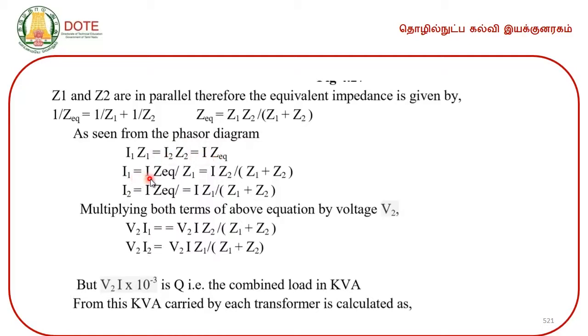Here I1 is equal to I Z equivalent by Z1, which is equivalent to I Z2 divided by Z1 plus Z2. Then I2 is equal to I Z equivalent by Z2, which is equal to I Z1 divided by Z1 plus Z2. Multiplying both sides of the above equation by voltage V2, we have V2 I1 is equal to V2 I Z2 divided by Z1 plus Z2. Similarly, V2 I2 is equal to V2 I Z1 divided by Z1 plus Z2.